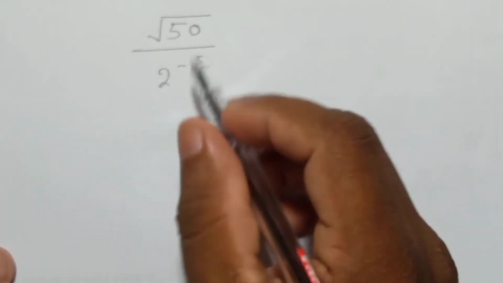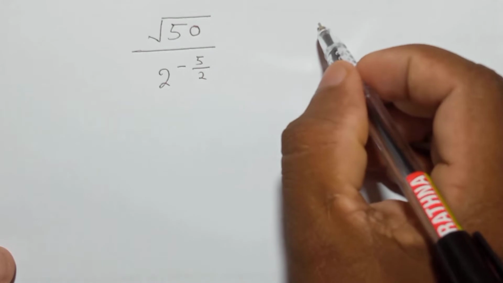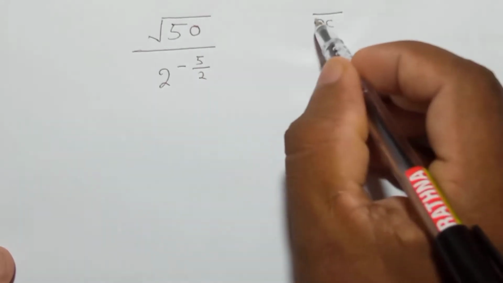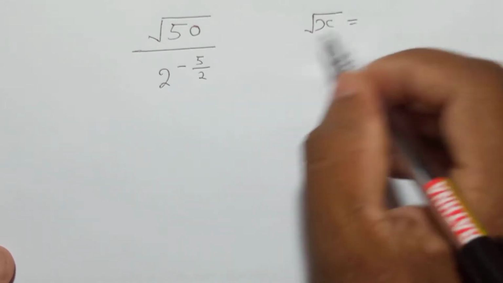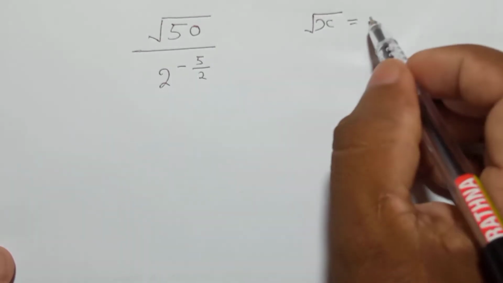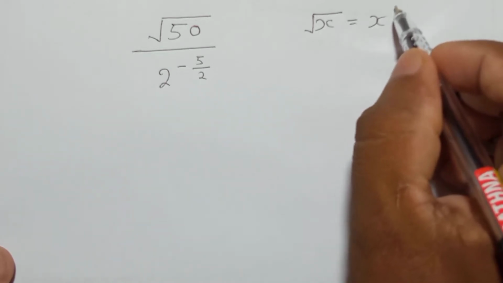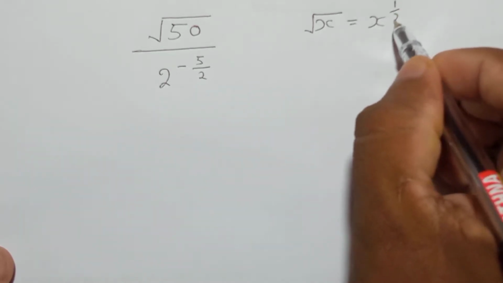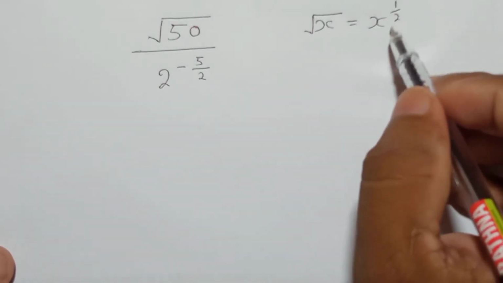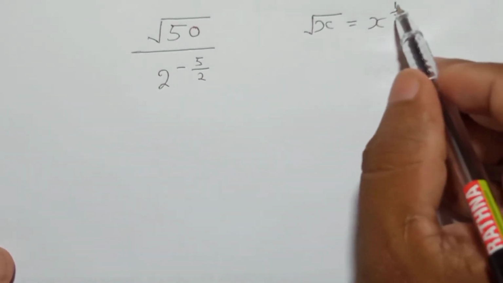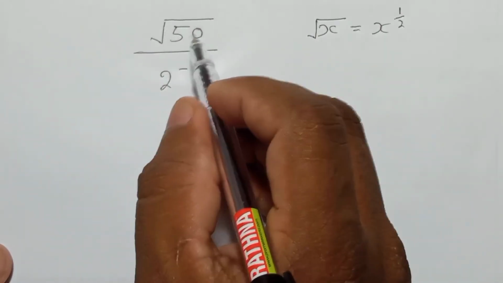Okay, now we need to simplify this one, right? First of all, you need to know this: if you have a square root sign like this, it's equal to the same thing, you can represent it this way: x to the power, that means index, of half. If you have this, we can write it as x to the power half. Okay, now here also I will do it that way.